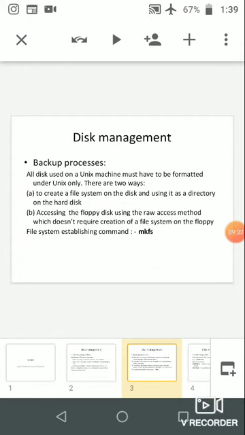Another thing we can do is access the floppy disk using the raw access method, which doesn't require creation of a file system on the floppy. Previously, whenever they were taking a backup of data, they used this type of method. But irrespective of which method we decide to use, first we have to format the disk. So now let us move to the next slide.